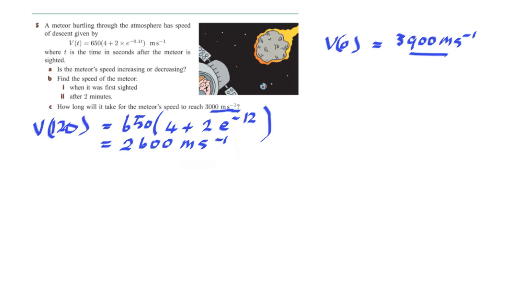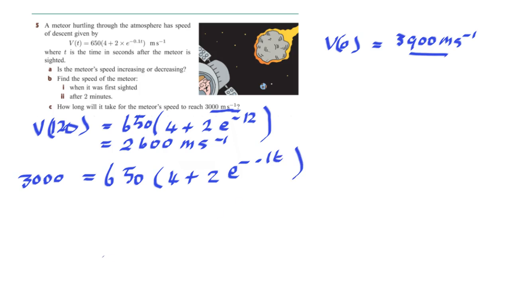How long will it take for the meteor speed to reach 3,000 metres per second? So we put that into the formula. 3,000 metres per second is known. The formula is 650 times (4 plus 2 times e to the minus 0.1 t). So let's simplify this equation.